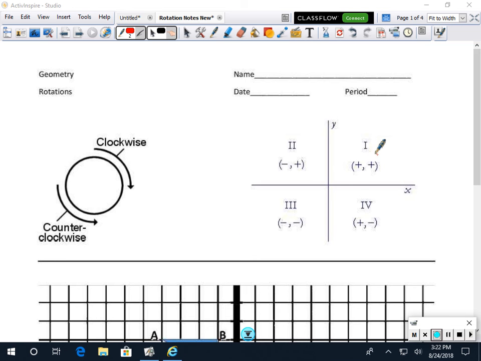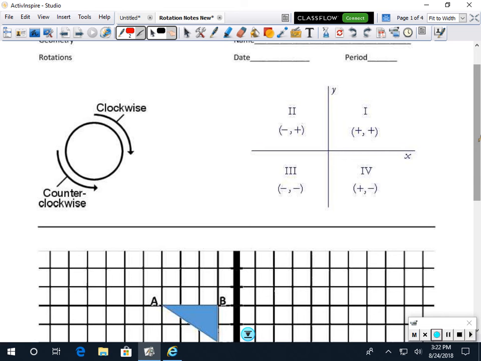The way that we name where we are on the picture whenever we're doing rotation is the graph is broken down into 4 sections. We call these sections quadrant 1, quadrant 2, quadrant 3, and quadrant 4. So whenever we're moving here, we can refer to where it will end up once we do the rotation.